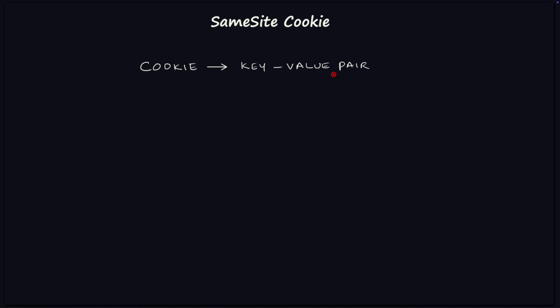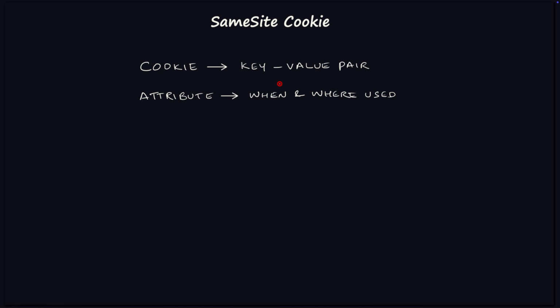A cookie is a key-value pair that is sent by the server to the browser when a user visits a website from that particular server. And it will be sent back to the server by the browser whenever the user visits the same website again. So that is how a cookie works at a very high level.